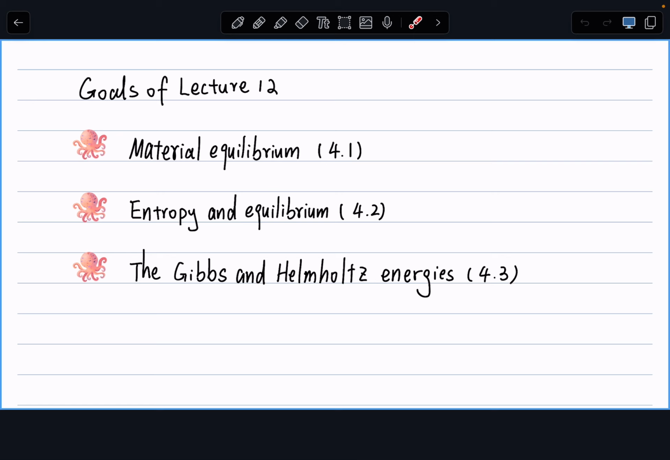Chapters 1 to 3 are basic introductions to thermodynamics. Just to refresh your memory, we went over definitions of different terms, like what is a system, what is the surrounding, what's adiabatic, what is isobaric. These are basic vocabularies of thermodynamics. And then we spent a good amount of time talking about laws of thermodynamics.